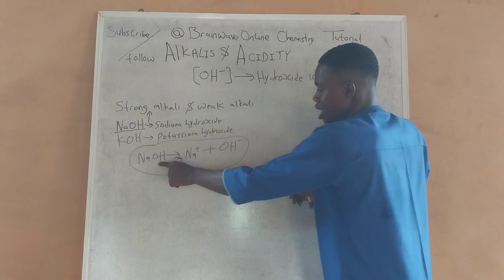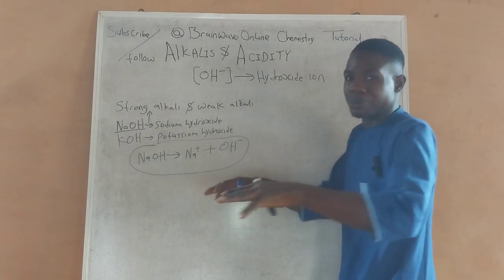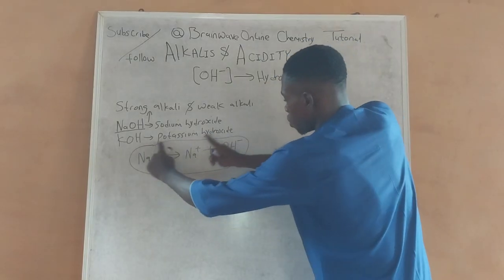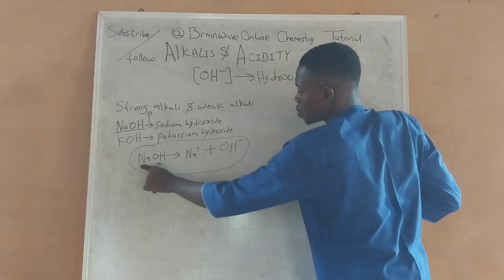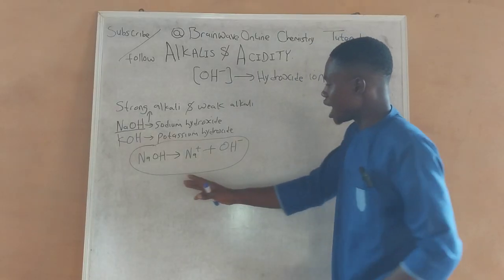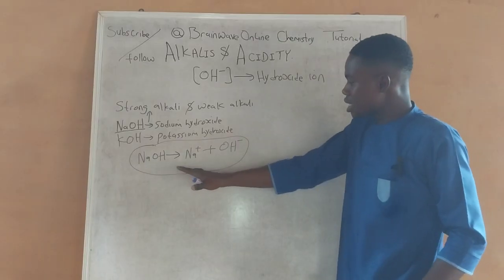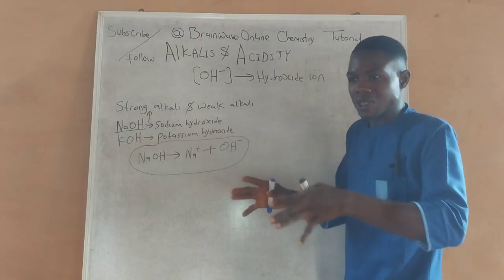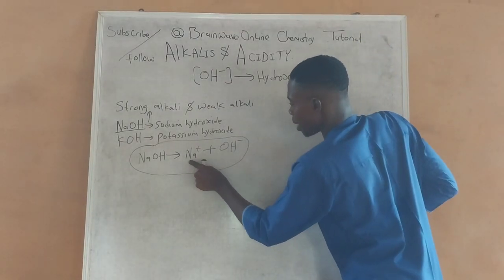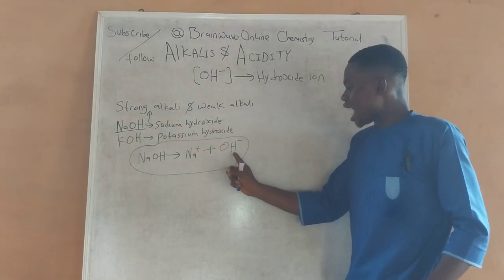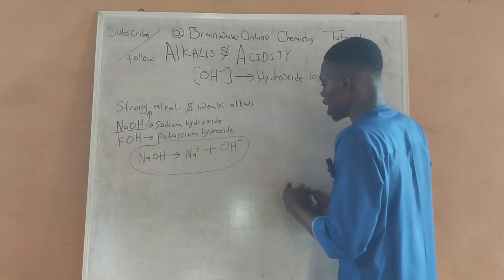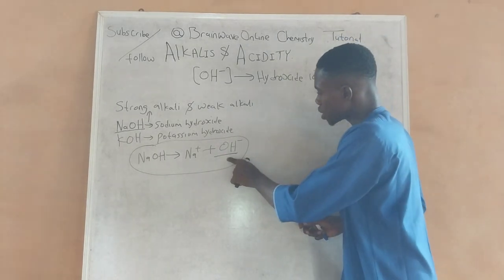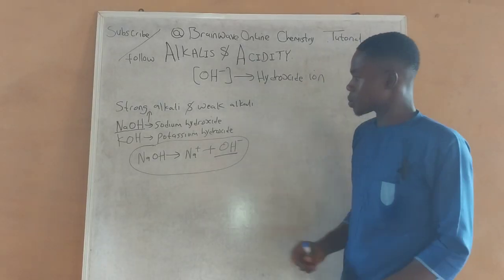And then this sodium hydroxide is being broken down, that is, it's being ionized in solution. Now when it's being ionized, what are the ions that will be formed? The metallic ion, which is the sodium ion, will be formed alongside the hydroxide ion. But our major focus here is the hydroxide ion. I don't know if you can understand me right now. Our major focus here is the hydroxide ion.